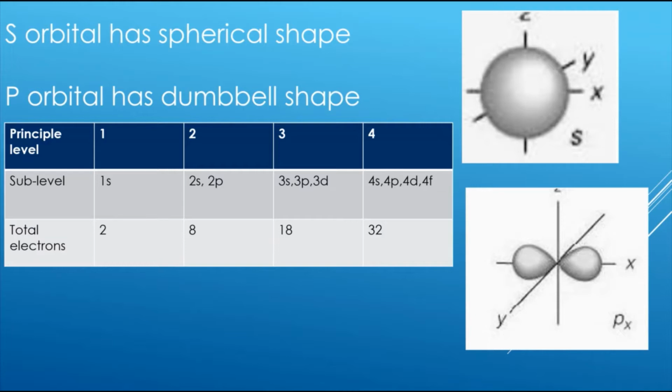After that, for example for the 5th principal level, it would have the same number of electrons in its principal level. It can't get higher than 32 because there are only 4 types of subshells.